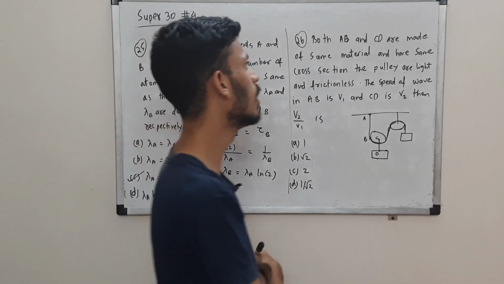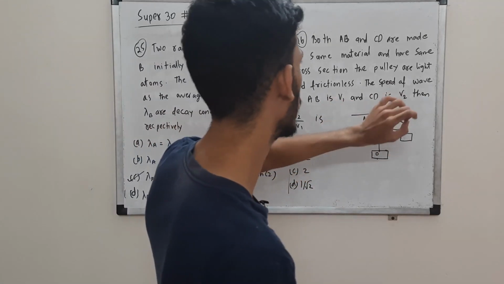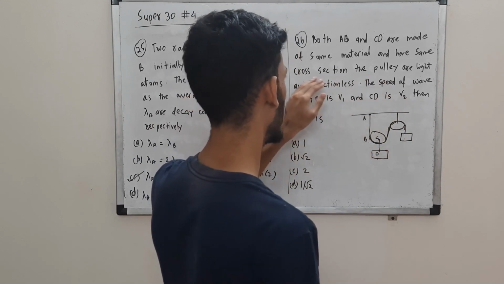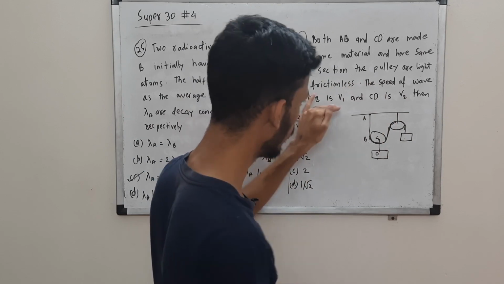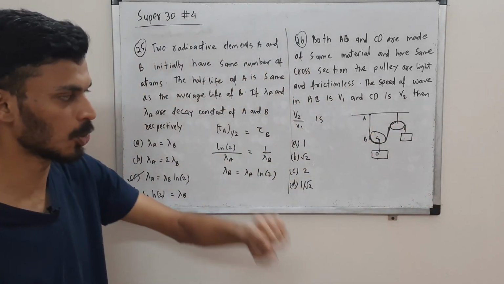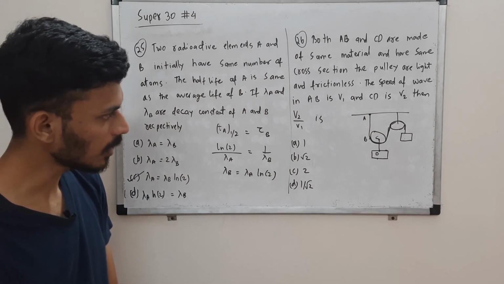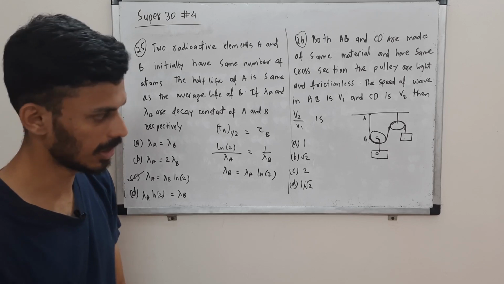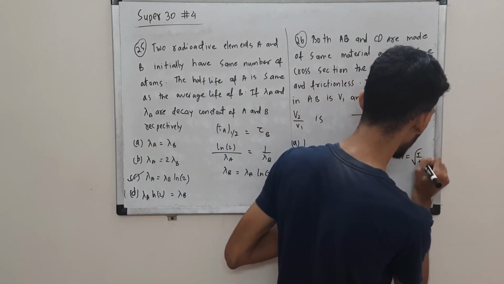Okay, let's come to this one. Both AB and CD are made of the same material, have the same cross section area. Pulleys are light and frictionless. The speed of wave in AB is V1 and that in CD is V2. You are supposed to tell their ratio, V2 by V1. So we need to know the tension in the string, because V is nothing but under root T by mu, right?